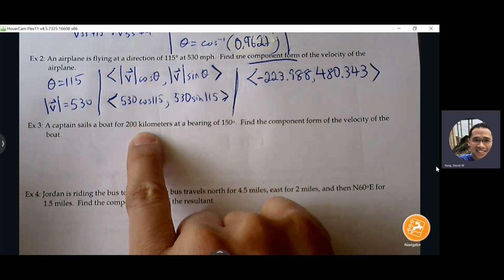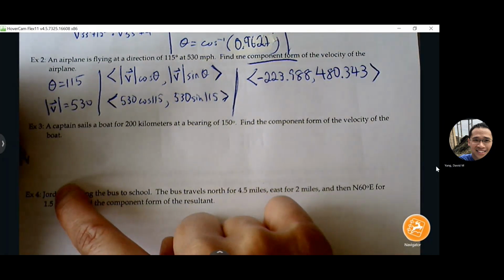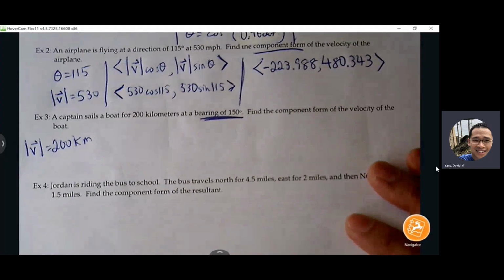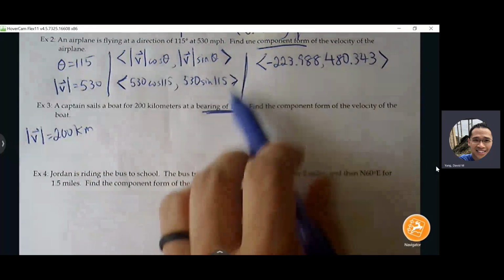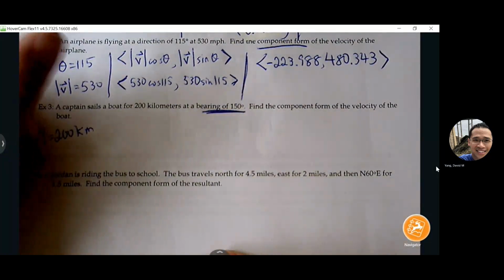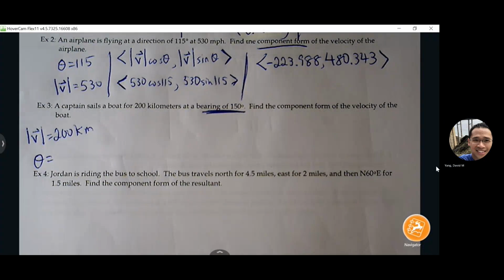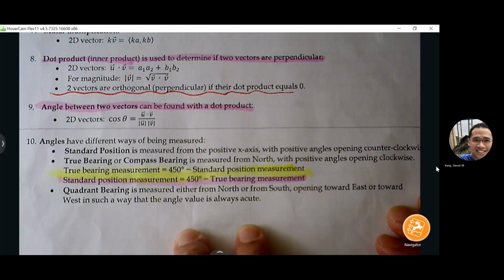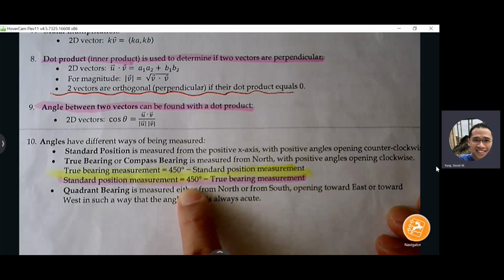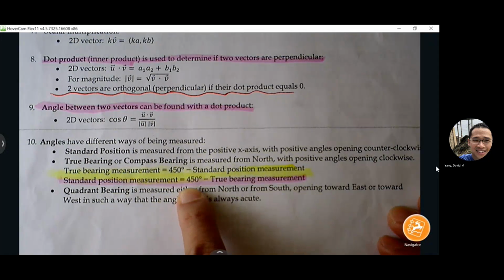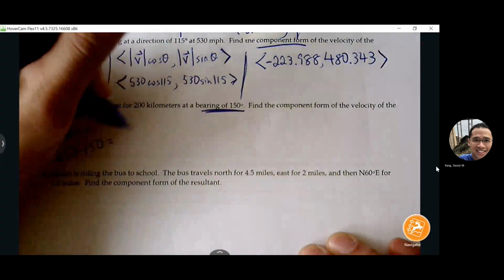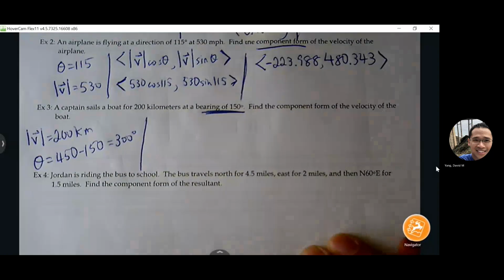Captain sails a boat for 200 kilometers. That's our magnitude. And bearing is direction related, but we want our direction in standard position. So how do we get from bearing to standard position? What's our formula, if you remember? We got to involve what? 450. Yeah, that's it. So now it feels like number two.